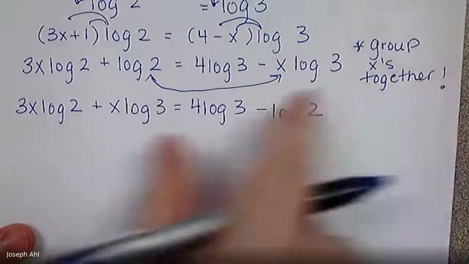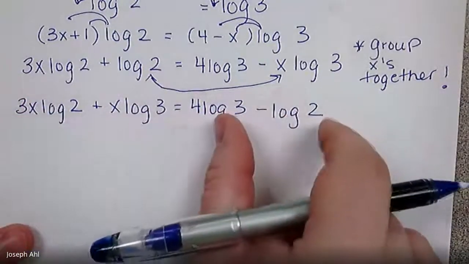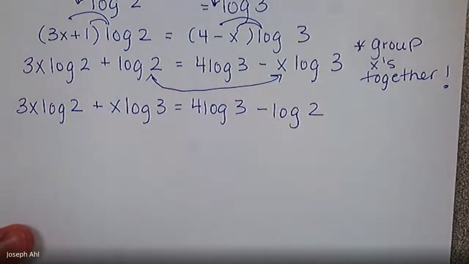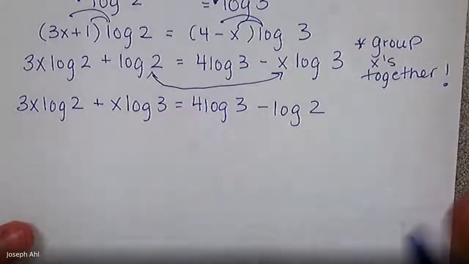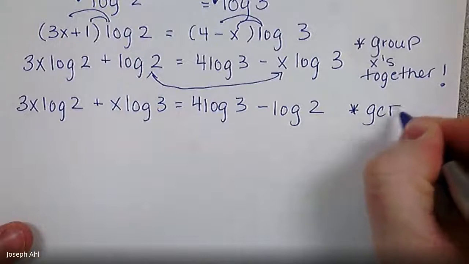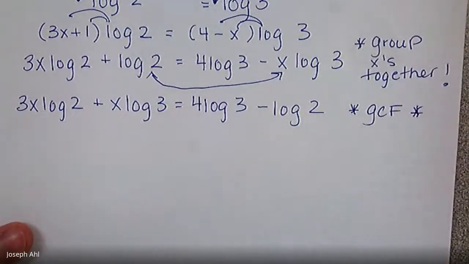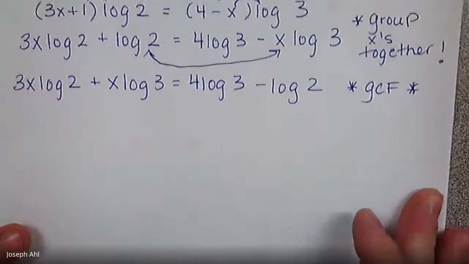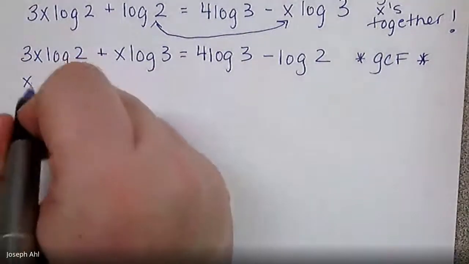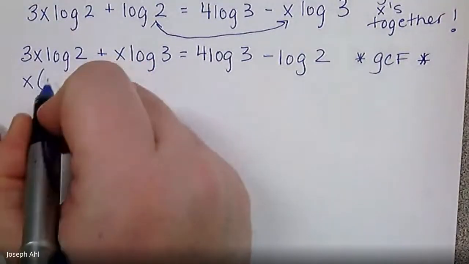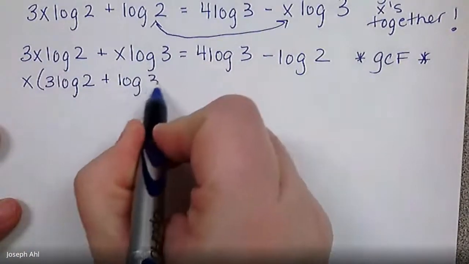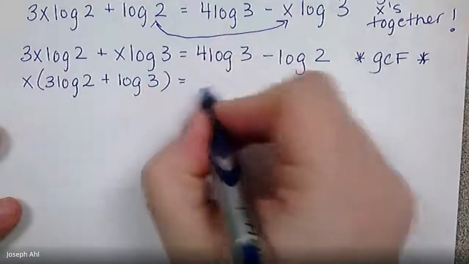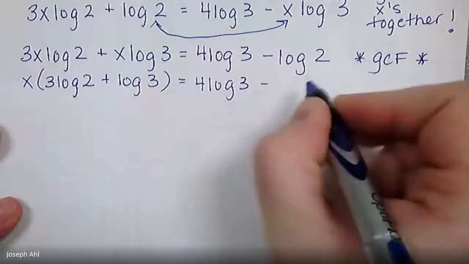So I've accomplished my goal of getting the x's together on one side and anything that doesn't have an x on the other. And why do I want to do this? I want to do that important step because if you have all the x's together on one side, you can now take out x as a GCF. Okay, our whole goal is to solve for x. So let's go ahead and factor out x as a GCF. That leaves me with, from the first quantity, 3 log 2 plus log 3. And on the other side, 4 log 3 minus log 2.